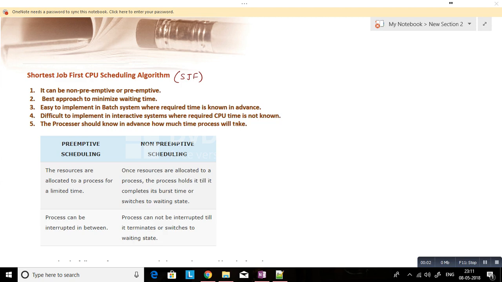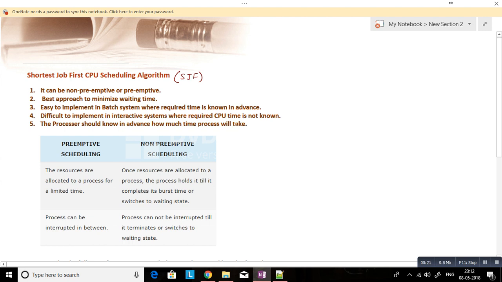I'm going to explain the shortest job first CPU scheduling algorithm. Its short form is SJF. These are some points of the shortest job first CPU scheduling algorithm. It can be non-preemptive or preemptive, and it is the best approach to minimize waiting time.